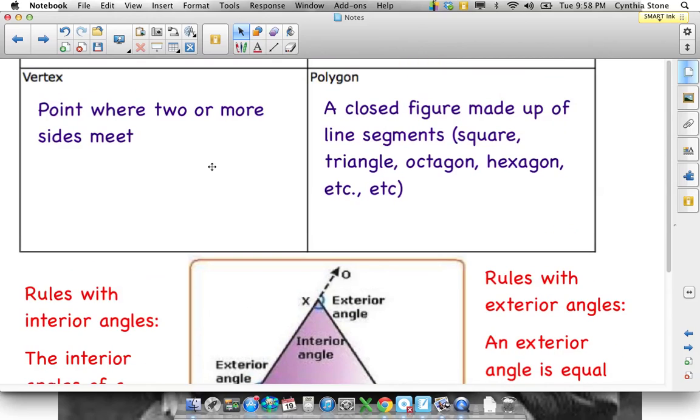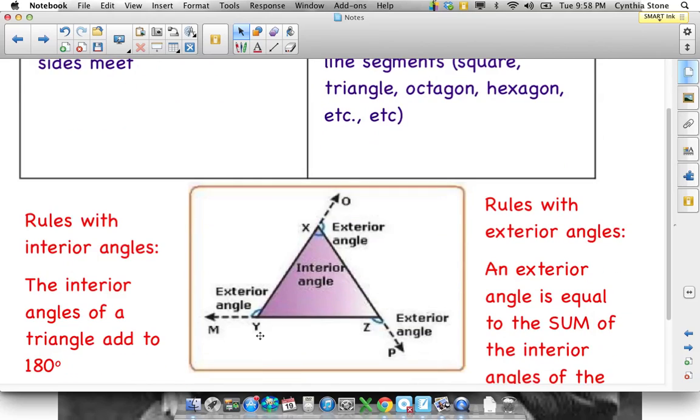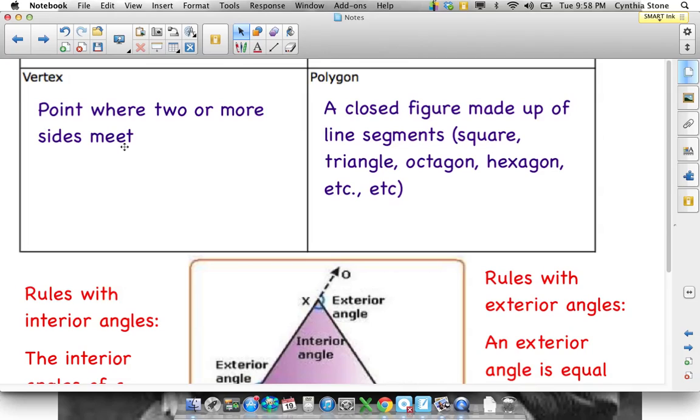Anyways, moving up. So a vertex is just the points. So every single point on a triangle or any other shape. There's a vertex, there's a vertex. Plural is vertices, by the way. And a polygon is just any closed figure. So if you see the term polygon, it could be a triangle, it could be a square, it could be anything, any of the shapes that I know you've learned in previous math courses.